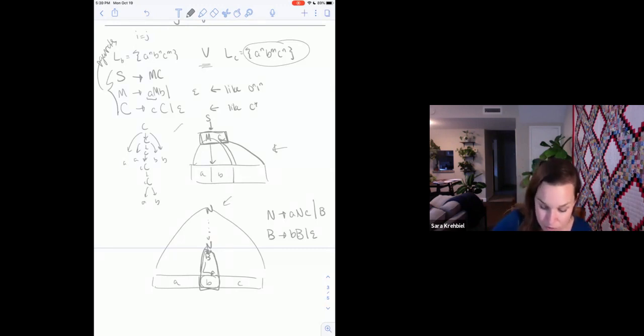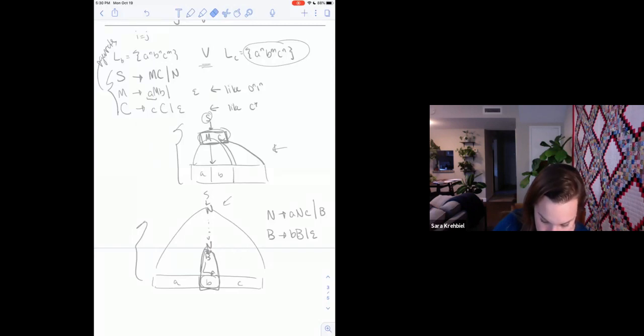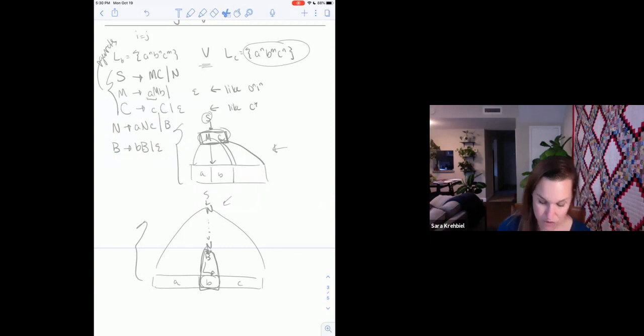So now we have a grammar that we like for LB, a grammar that we like for LC. What we really want is we want S to either turn into MC and then get that type of matching between A's and B's, or S can turn into N and then we get matching A's and C's. So I'm just going to combine this with N being the other thing that S can turn into, and then this works as our grammar.